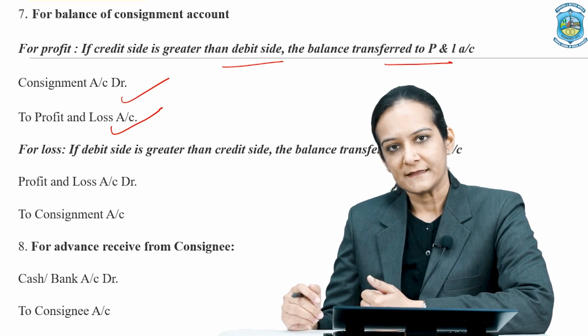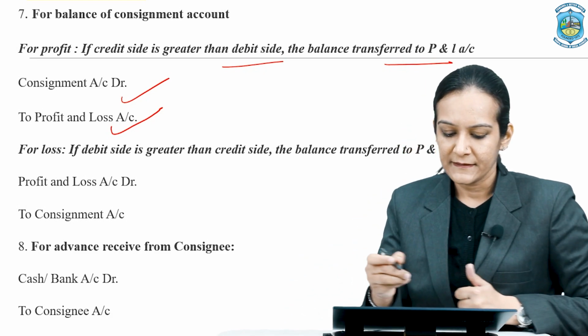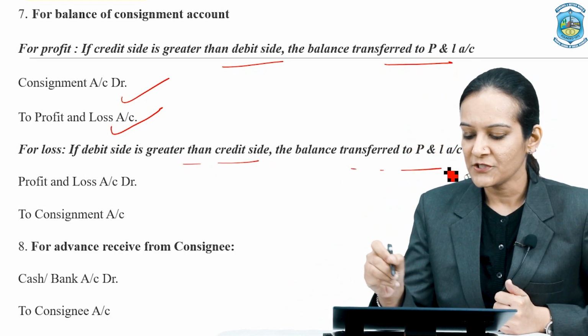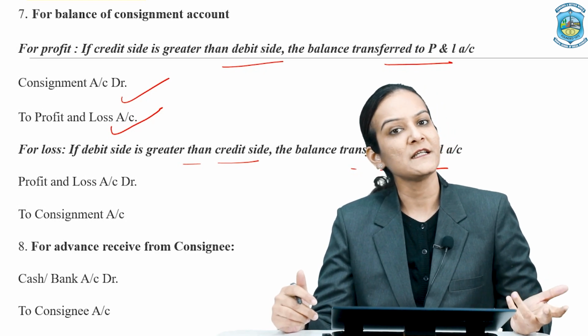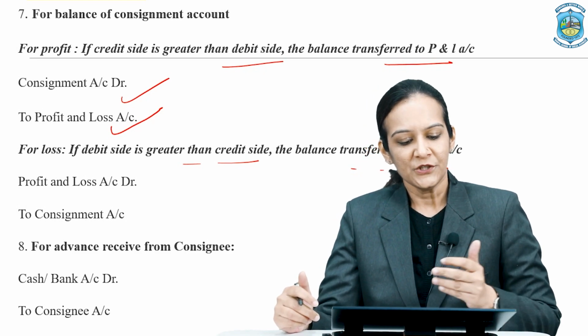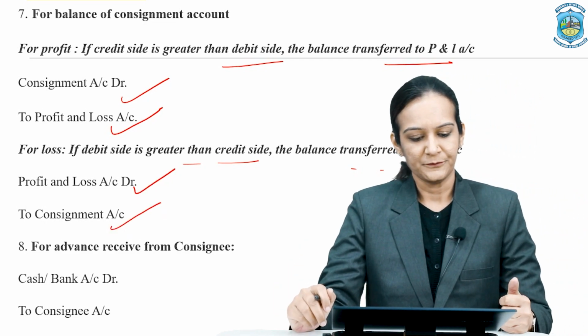And in case a loss is recorded, the debit side will be greater than the credit side. Again, the balance is transferred to the profit and loss account. We know that all the profits and losses are ultimately transferred to the profit and loss account. So the entry is profit and loss account debit to consignment account.